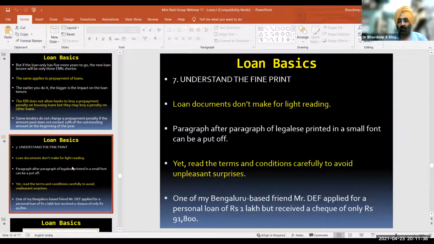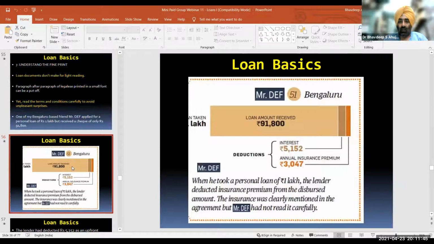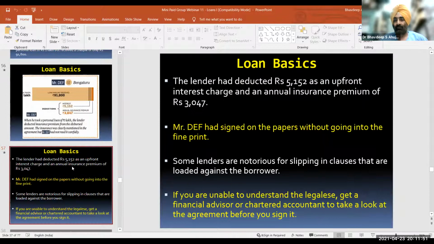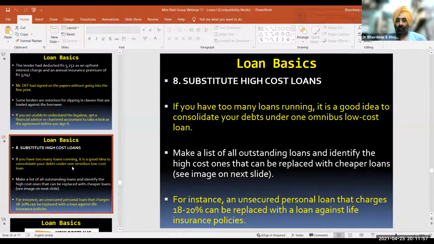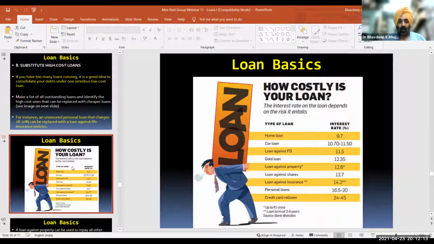And understand the fine print. People don't read the documents, and they end up in trouble. Sometimes the interest part or the premium part is deducted, which is already included by default. These things are all mentioned in the plan, but people don't bother to read. Then do substitute high cost loans, because high cost personal loans should be replaced by lower cost loans. We need to make sure that we are not paying unnecessary interest to our bankers. Of course, when we discuss the various types mentioned in the chart, we'll get to know what exactly they are.